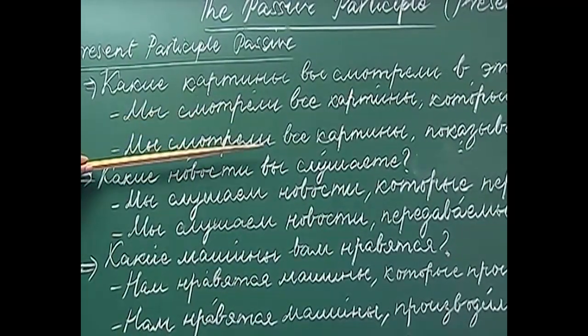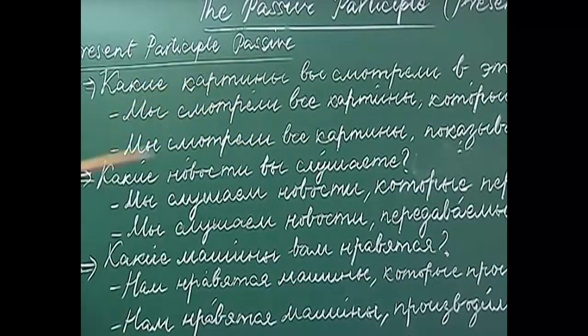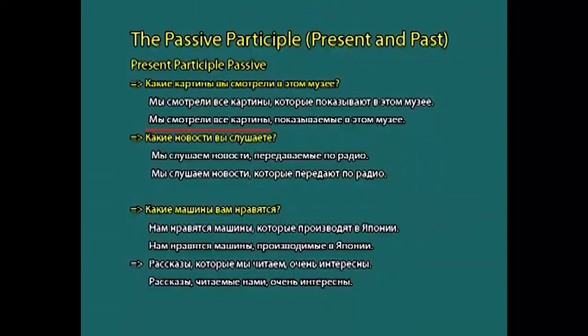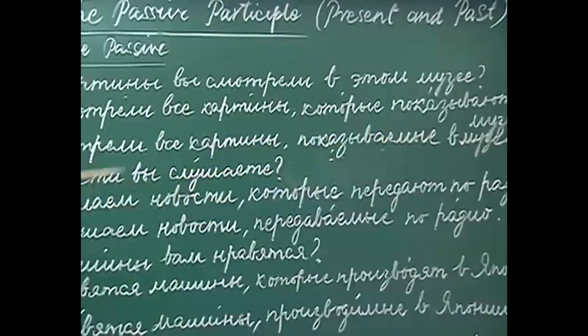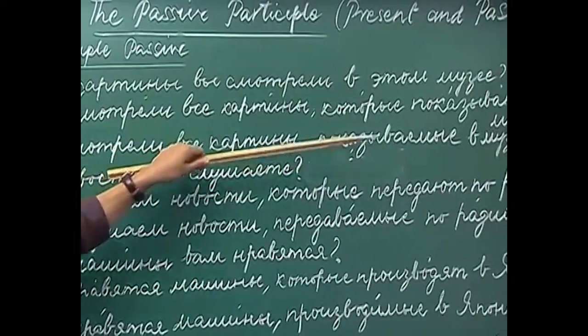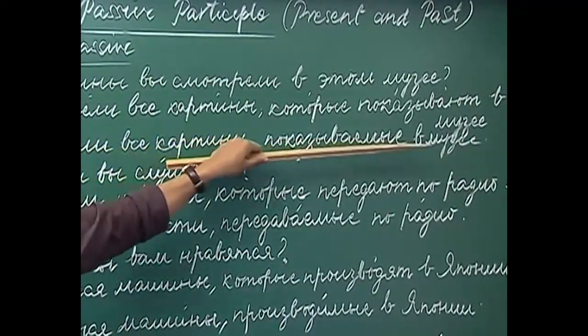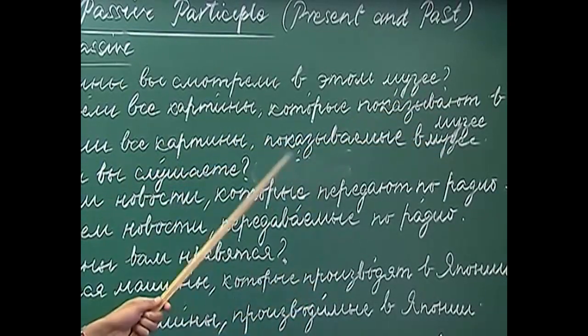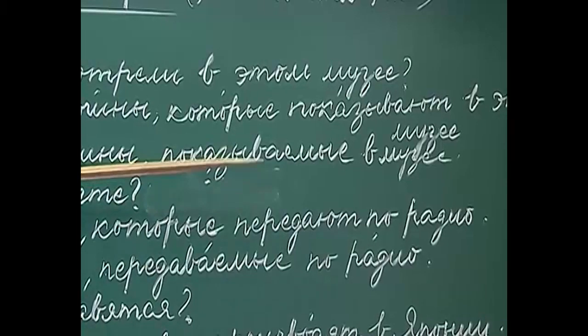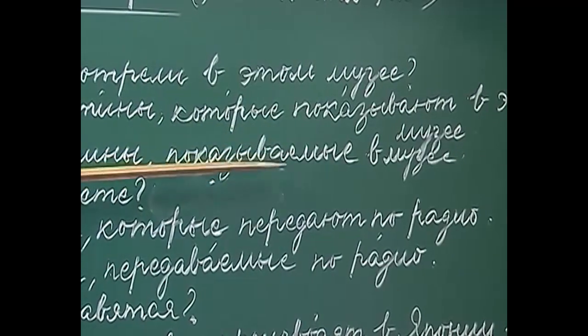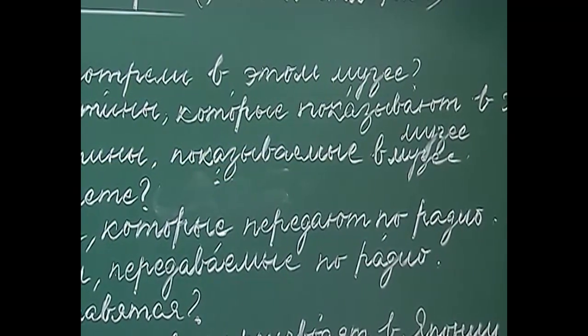So, now we will try to answer this question using the present participle passive. And how do we do that? Мы смотрели все картины, показываемые в музее, or показываемые в этом музее. So, we looked at all the pictures which are being shown in the museum. As you can see here, this action is being denoted in the passive voice and the action is taking place in the present, that is why we are using present participle passive.